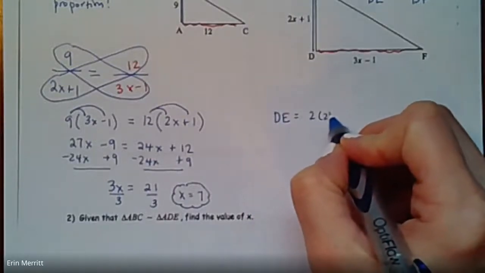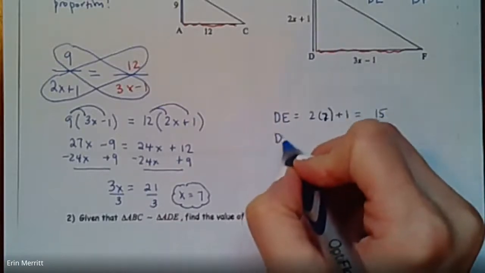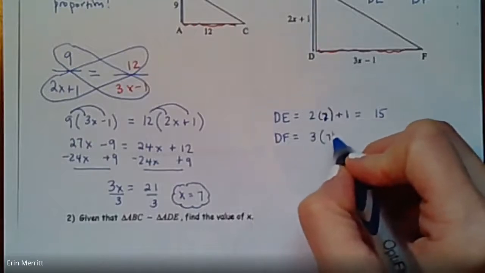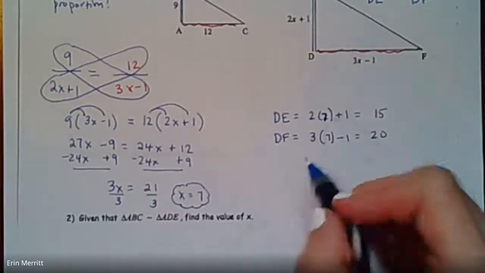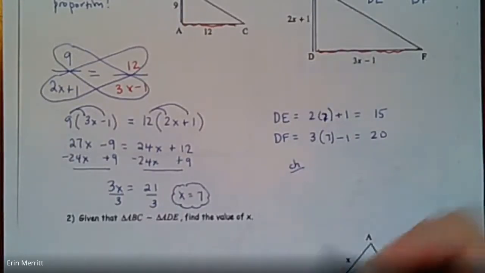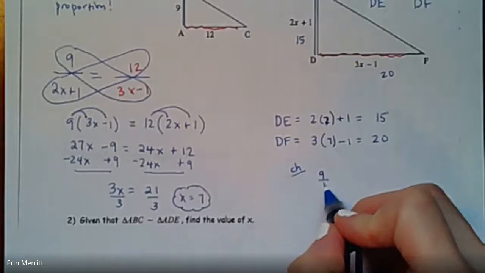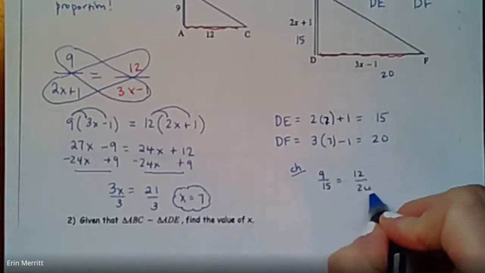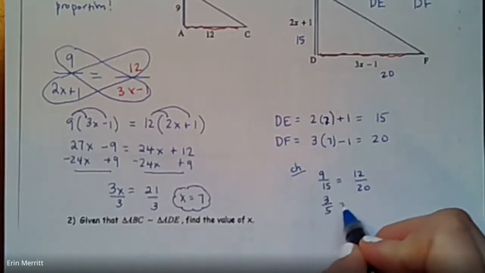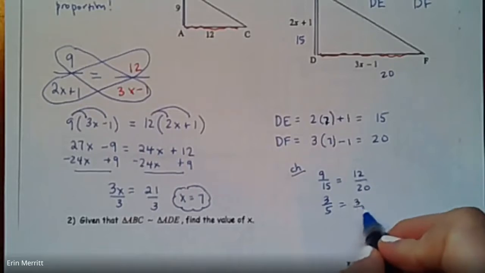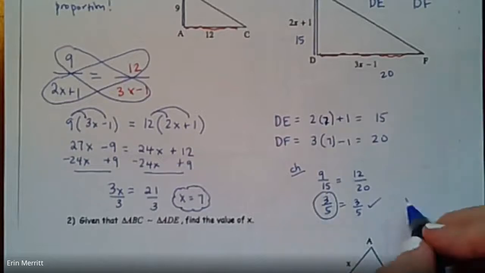So DE, we got 2 times 7 plus 1. That'll give you 15. And then DF, we have 3 times 7 minus 1. That'll give you 20. You do not have to, but you can absolutely check your answers to see if it makes sense. So this is 15. This guy was the 20. So it should make sense that 9 is to 15 as 12 is to 20. I can reduce each of those. So if I divide by 3, that would give me 3/5. Divide this guy by 4, that would give me 3/5. So I'm good to go. And that 3/5, that's my similarity ratio.